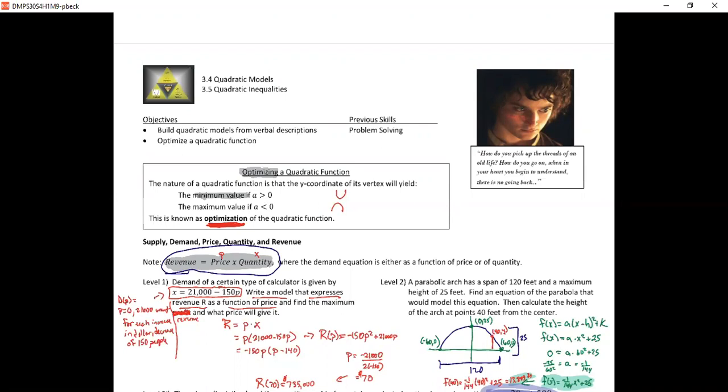I wanted to talk to you today a little bit about quadratic models. We're going to be building those quadratic models and then working with quadratic inequalities.